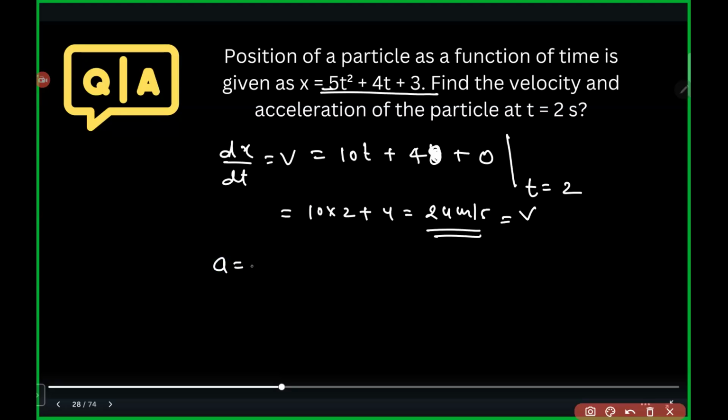Similarly, if you have to find the acceleration, it is dv by dt. We know our velocity is what? 10t plus 4. So when I differentiate, I'll get 10 only. So I can say my acceleration is 10 meter per second square. Is it clear, everyone?